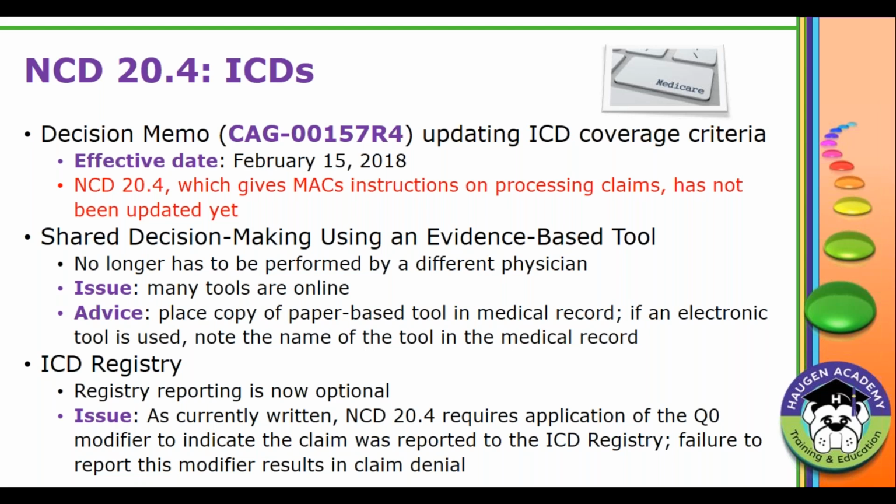If you look up NCD 20.4, it has not been updated yet. So the decision memo has come out, and it has gone to the MACs, the Medicare Administrative Contractors, but the coverage determination manual from Medicare has not been updated yet. And the NCD is what tells payers what to do. So we're in a little bit of limbo right now. You may or may not be getting denials on your pacemakers if you have made some decisions based off of this new decision memo that was released in February.